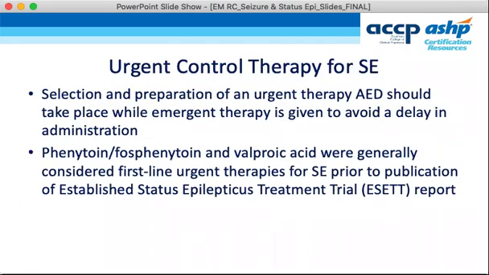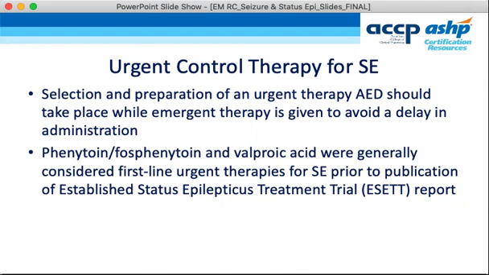So moving on, we get our emergent therapy on board, right? Emergent therapy, with an E, is the first thing we want to grab and administer to the patient. At this point, we do not have time to relax. We need to get our urgent therapy on board as soon as we can, okay? So selection and preparation of an urgent therapy should take place while we're giving that emergent therapy to avoid any delayed administration.